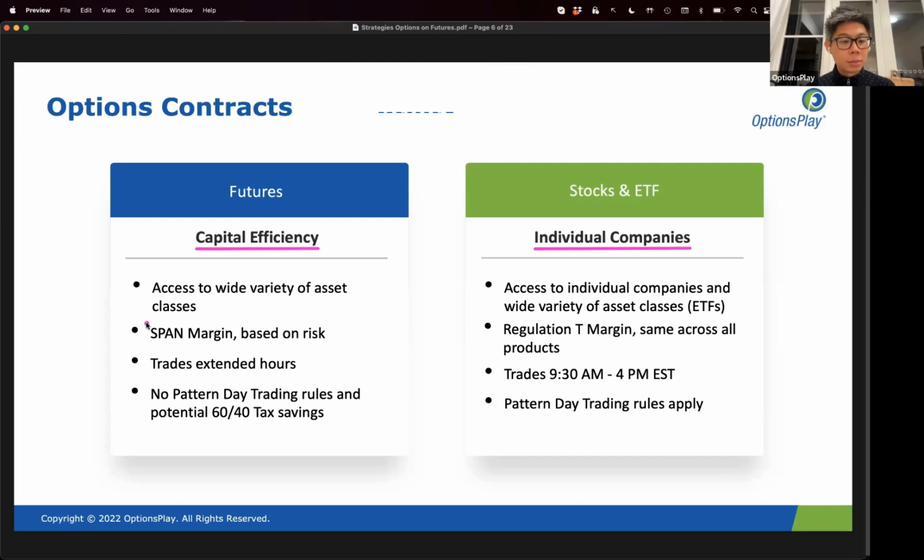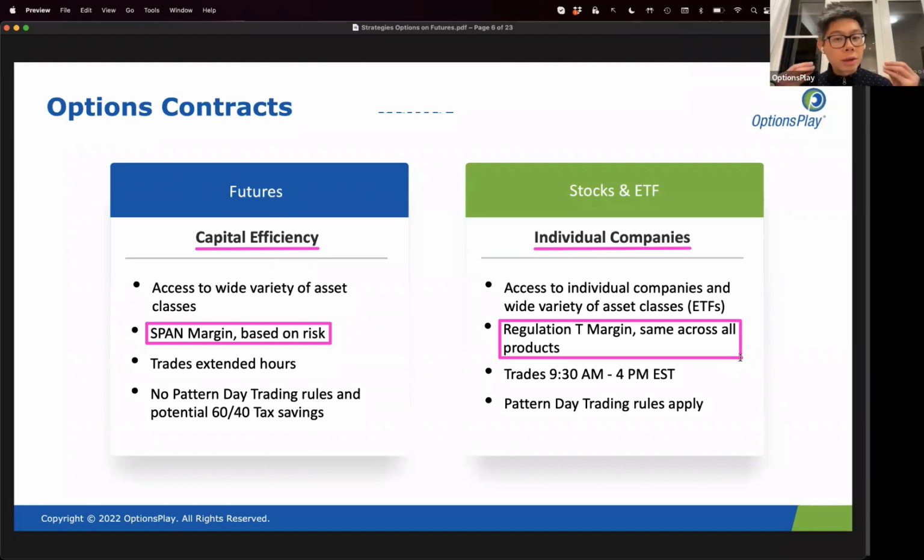And today, what we're going to spend most of our time understanding is really this one aspect, which is SPAN margining versus Regulation T margining. And this is, I would say, in the context of what we are discussing here today, going to be the biggest difference or advantage that you have with trading options on futures versus trading options on a very similar ETF. You know, we have futures contracts that are tied to gold. You have ETFs tied to gold. You have futures contracts tied to the US dollar. You have ETFs tracking the US dollar.